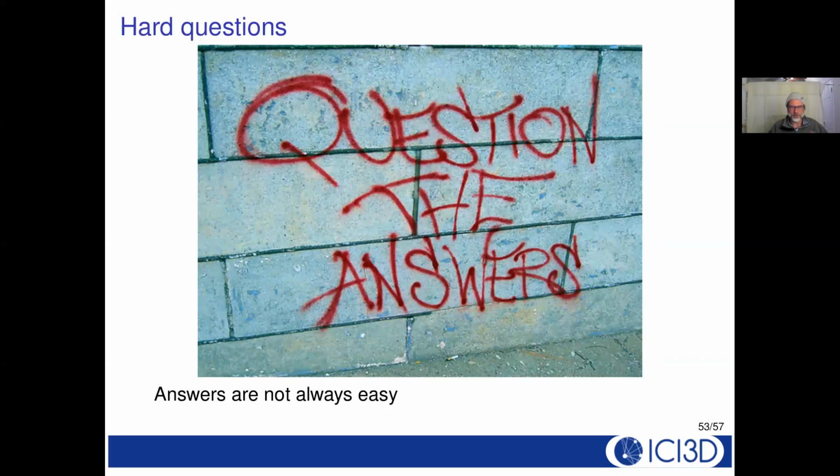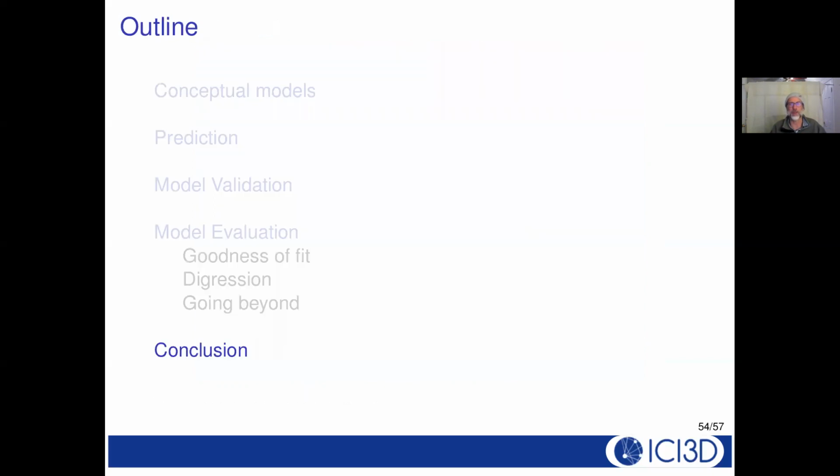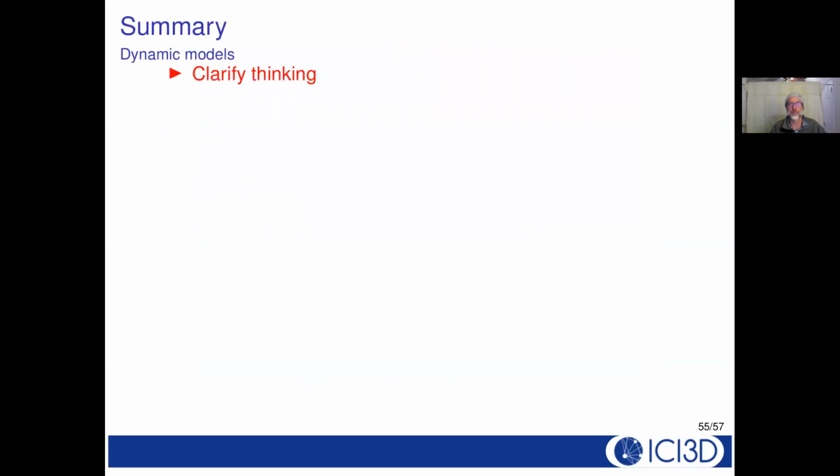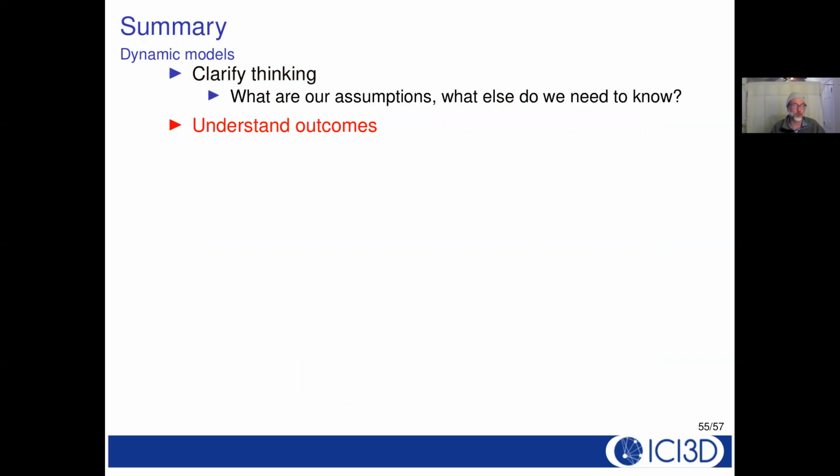So I know I've asked more questions than I've provided you with answers. I'm hoping to convince you that thinking about questions like this needs to be an important part of your scientific practice. So in summary, dynamic models have a wide variety of uses. We use them to clarify thinking. What are our assumptions? What else do we need to know? They help us understand outcomes.